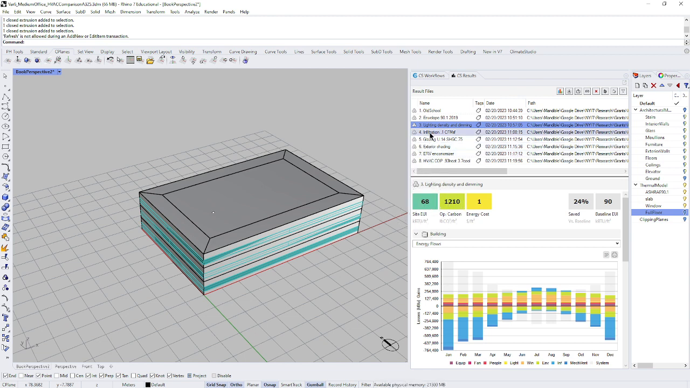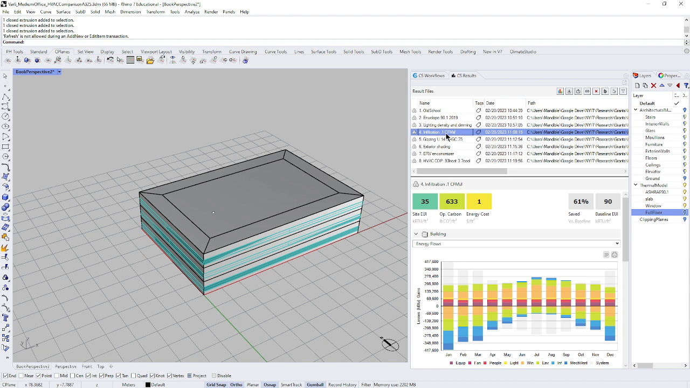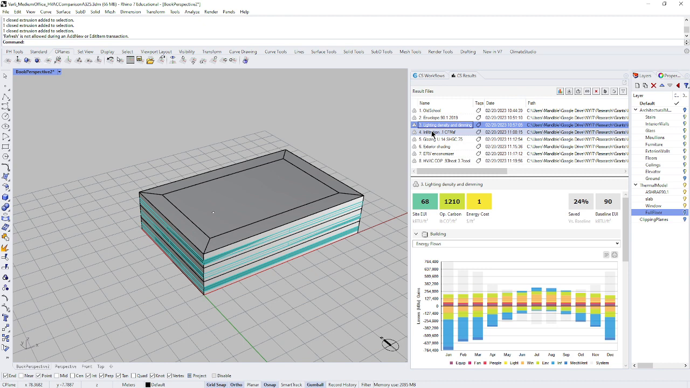Then I went in and changed infiltration to 0.1 CFM per square foot at 75 pascals, which is very good, but it's not the best. So like Passive House would be 0.08. I've seen 0.06 set, and I think even in their sample model it was like 0.4. Anyway, this is pretty good for infiltration, and look what happened, a drastic change. So from 68 to 35.